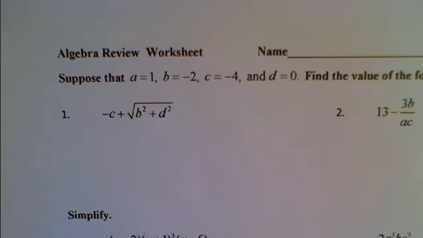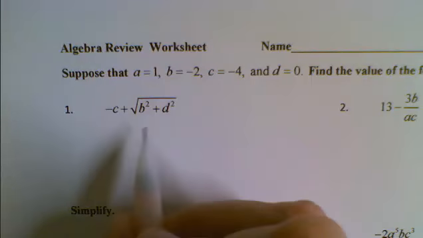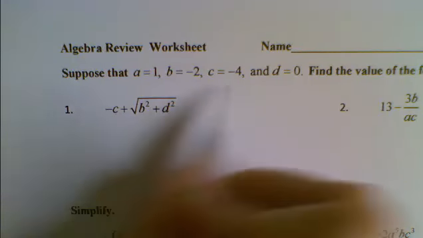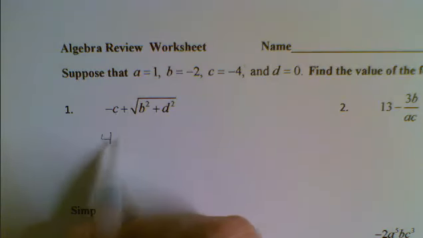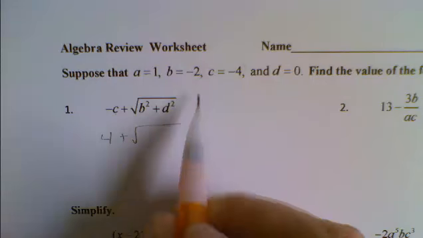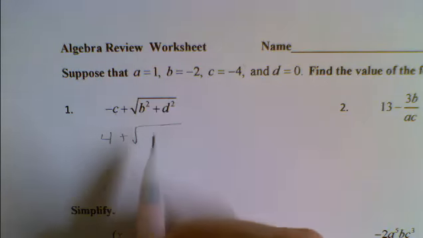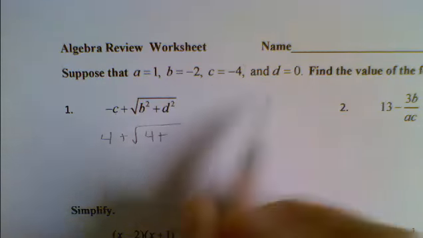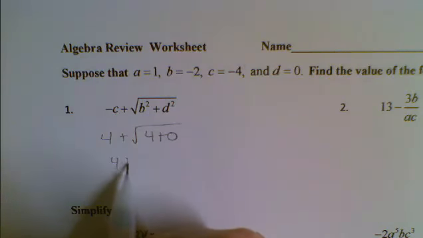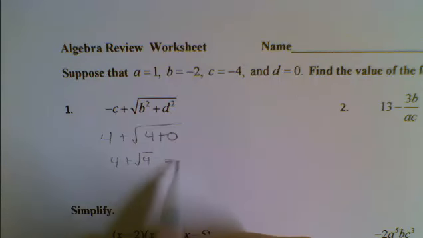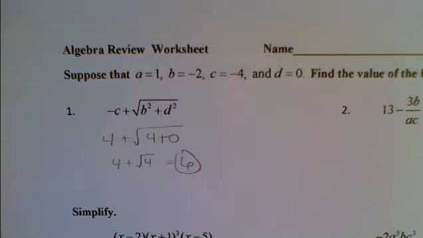Alright, so the first questions are just making sure that you know how to plug things in, following order of operations. So when you see negative c, make sure that you realize that's the opposite of that. So that's going to be a positive 4 plus the square root of, when you take b and square it, negative 2 squared is 4, plus d. Well, d is 0, so when you square it, you get 0. So I really have 4 plus the square root of 4, which is 4 plus 2, which is 6.